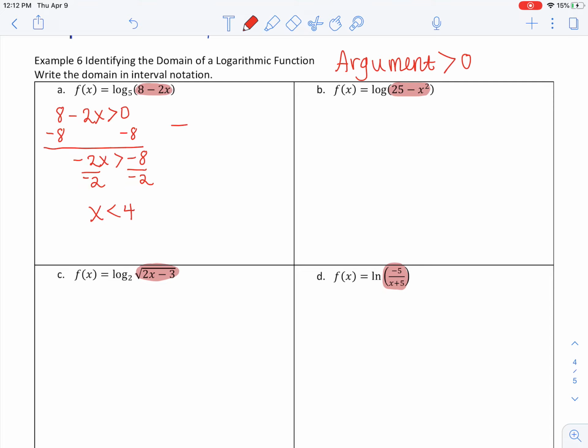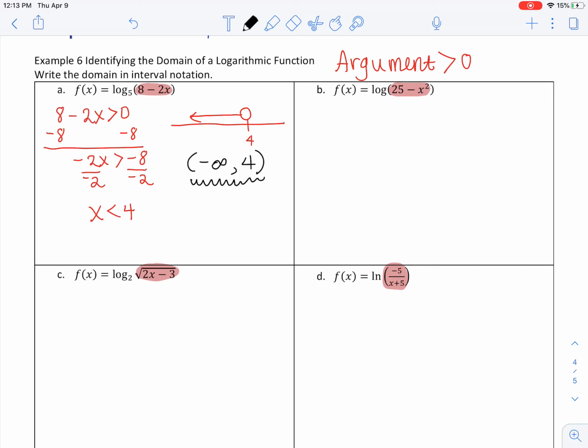So if you write this in interval notation, I know some of us, like myself, I like to sketch a graph real quick before I go from inequality to interval notation. But this is going to negative infinity to the left and 4 to the right. So that's the domain of f of x, the first function. So that's what you're going to have to do.